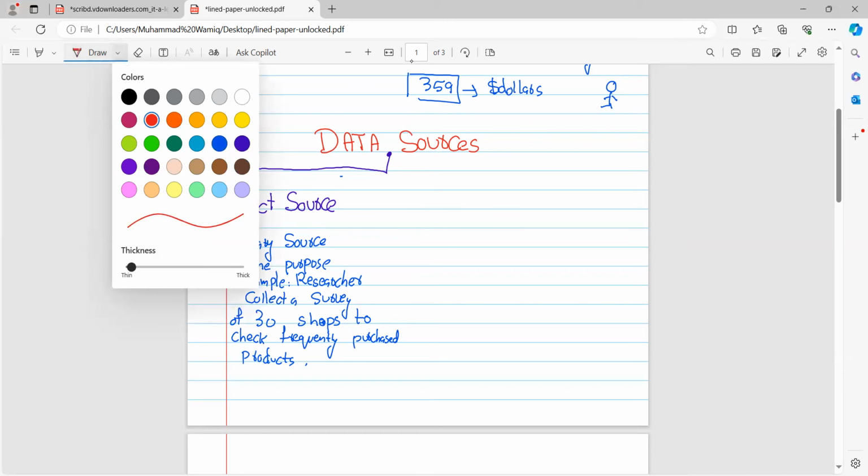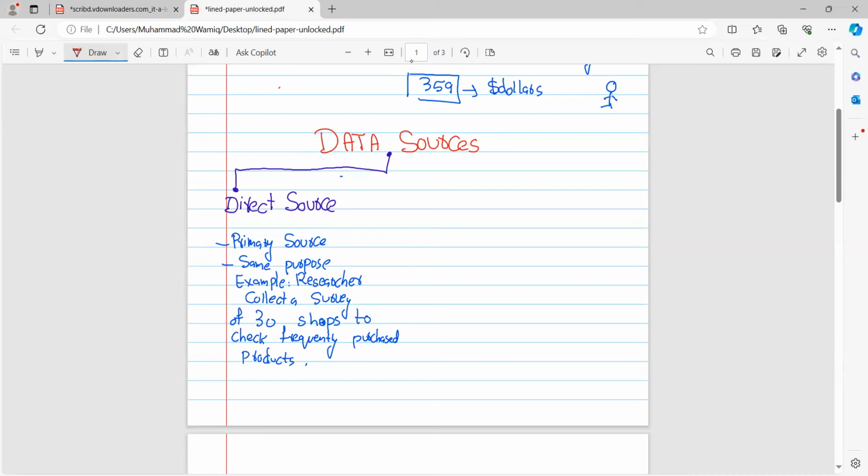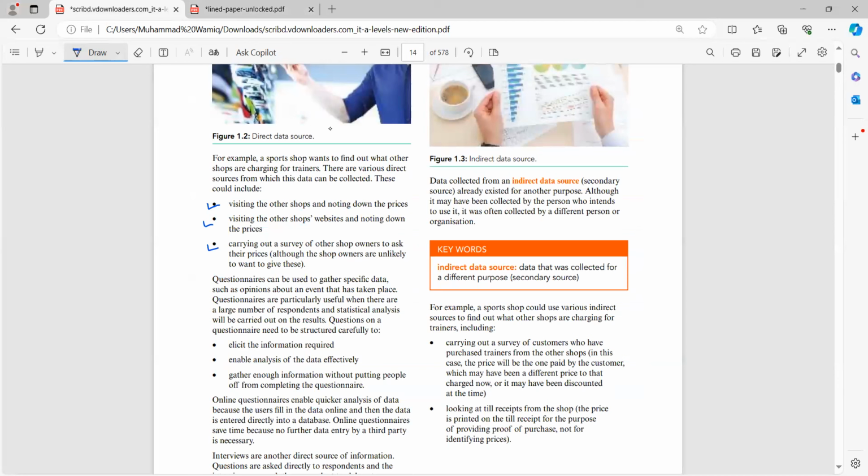So, if this is the scenario, what you are going to do right here is go into shop by shop, one by one, and collect the survey yourself. That survey could be in any form. For example, when it comes to a direct source, you can take an interview, or you can work with some forms of questionnaires, or you can take any sort of form or document with you, and solely the person who is working with this form is going to conduct it. So this is an example of a direct source.